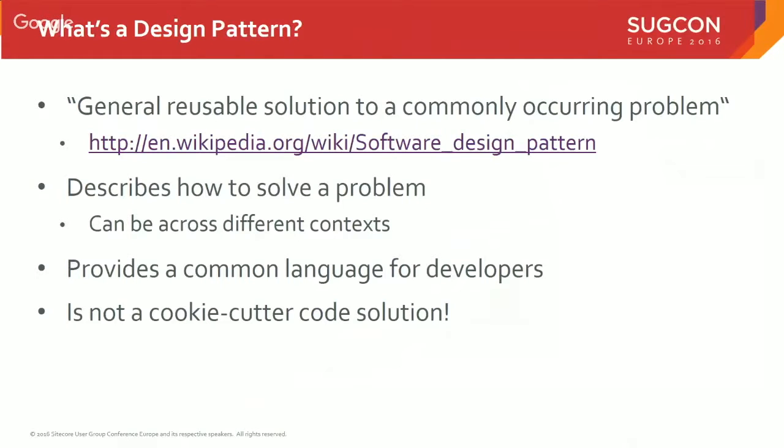The other good thing about them is it's a common language for us. You can say, oh, this is architected with the template method pattern over here, and we have a decorator over here, strategy over here. It's just a way for us to quickly talk about things with other architects and developers.